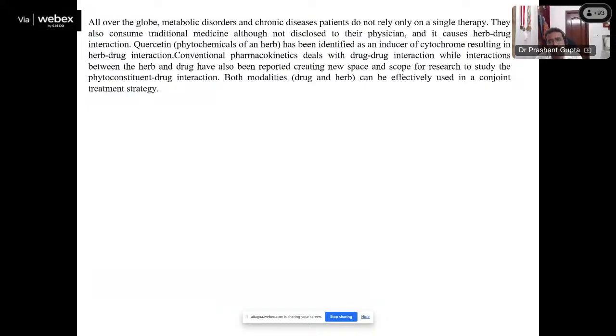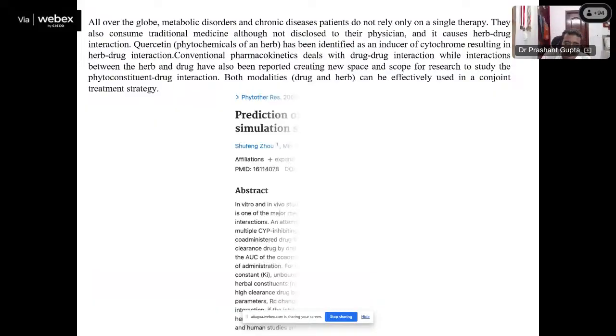As of now we are working on drug interaction, but herb-drug interaction is computationally possible; otherwise it is a very big research effort and needs some more money. So this can be done by computation also.